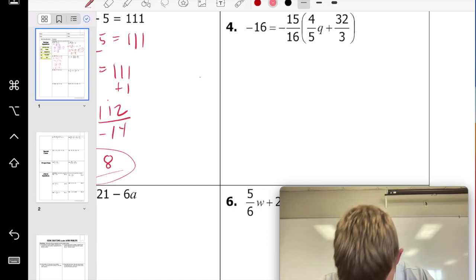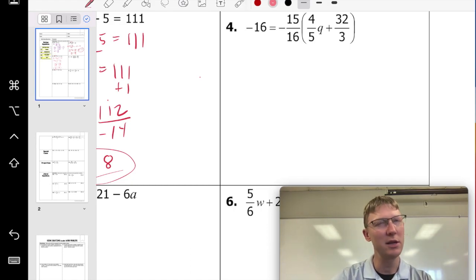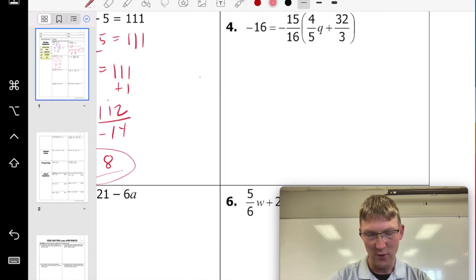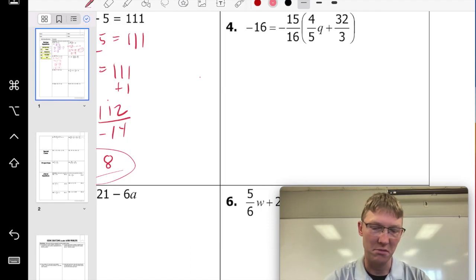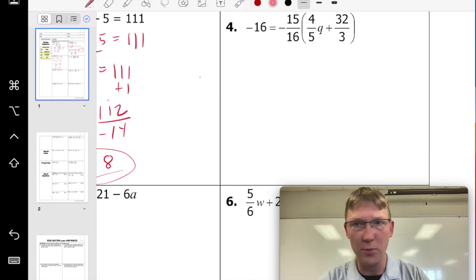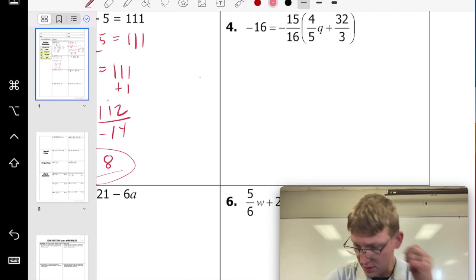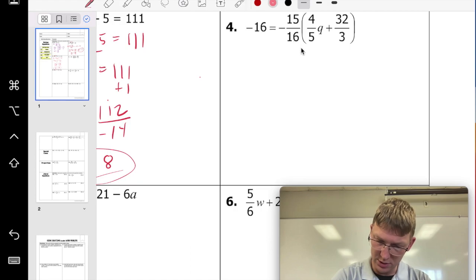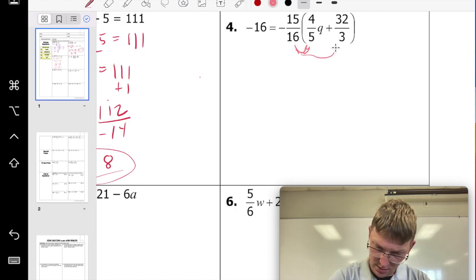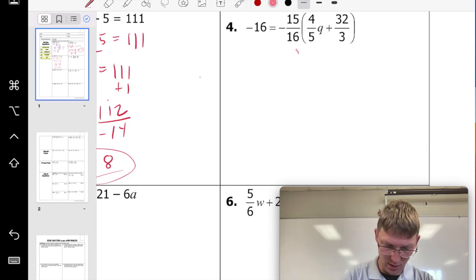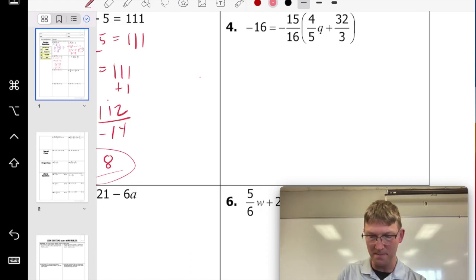Okay, so number 4 looks a little bit more interesting. We got some fractions. Fractions are always fun, for lack of a better word. But it's not terrible. Just take it step by step, and the process is still the same. So first, I want to distribute. Yeah, let's do that. So we're going to distribute that there and then there. And this is where we're going to see if you remember how to multiply fractions or not.